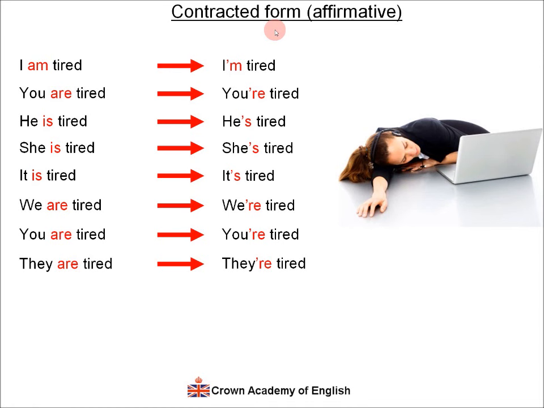So when we're speaking. And this is how we write it. So if we're writing some dialogue, we will write it like this. And the apostrophe represents the missing letters. So here we are missing the letter A. So we represent it with the apostrophe. Okay?